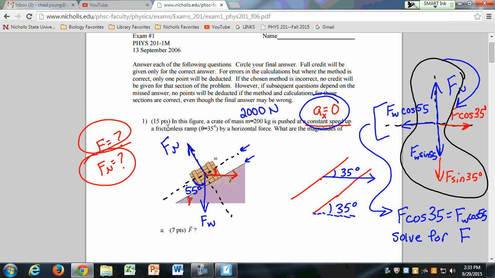All right, I can say Fn equals Fw sine 55 plus F sine 35. I know F now. I know Fw. I just solve for Fn. Just calculate Fn. All right, that's an inclined plane problem.